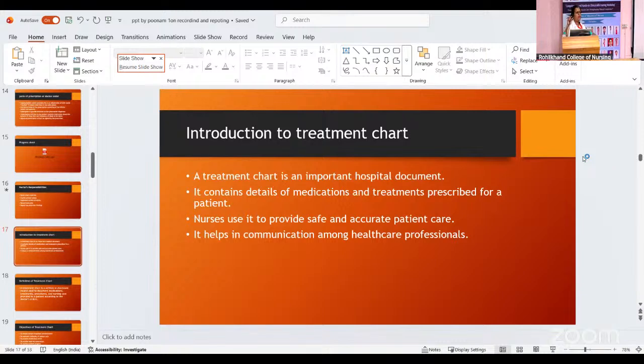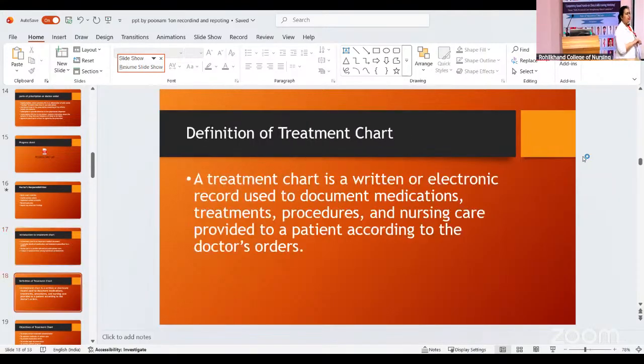Then I will go to the treatment sheet. What is the treatment chart? It is for nurses. This is for the nurses, to collect the medication. What is written by the doctor? We will not interpret the doctor's order. We will write it as it is, what is written in the doctor sheet. Right?